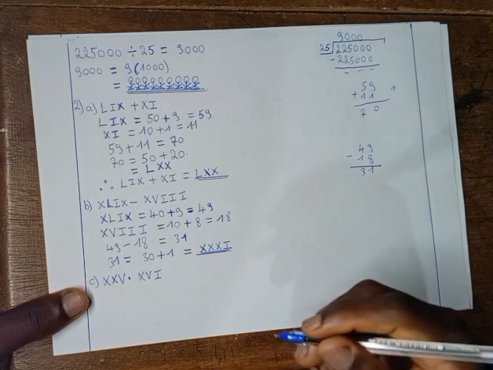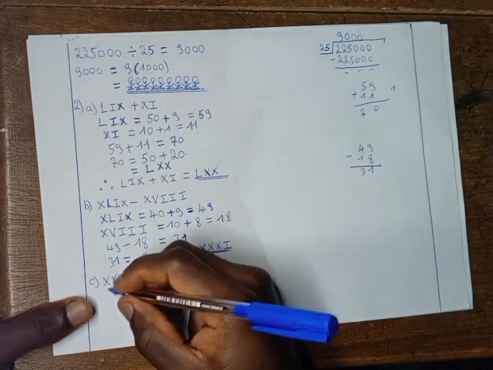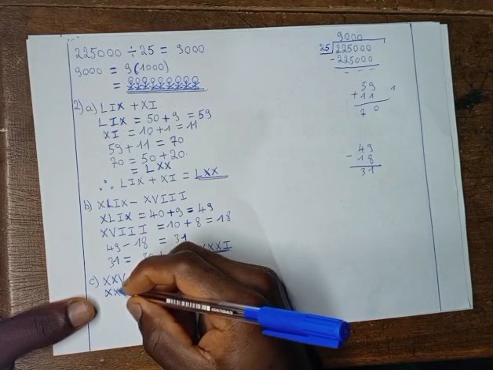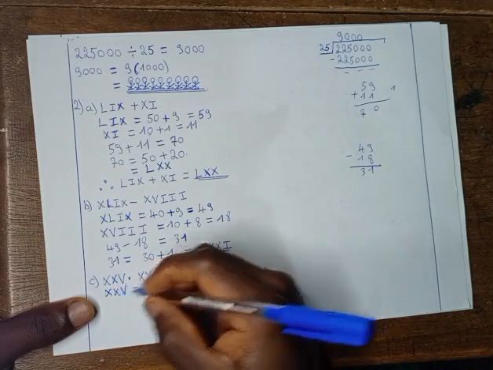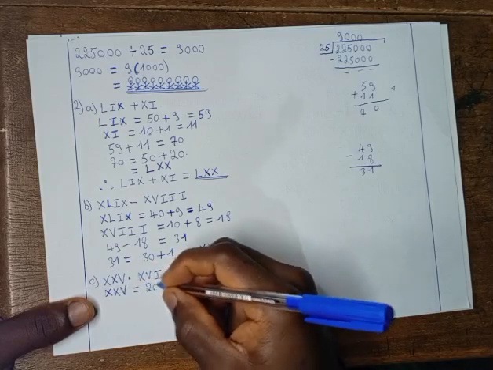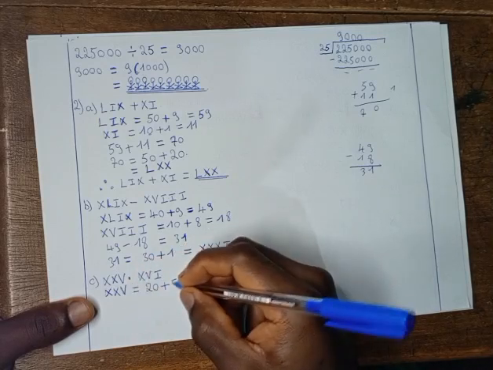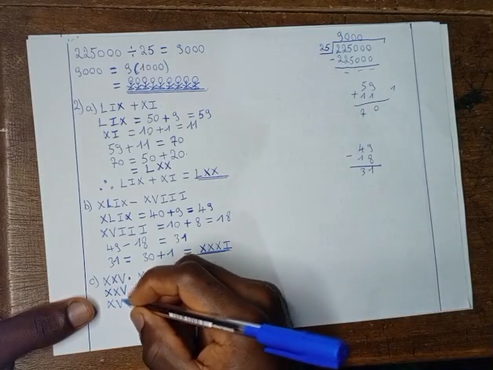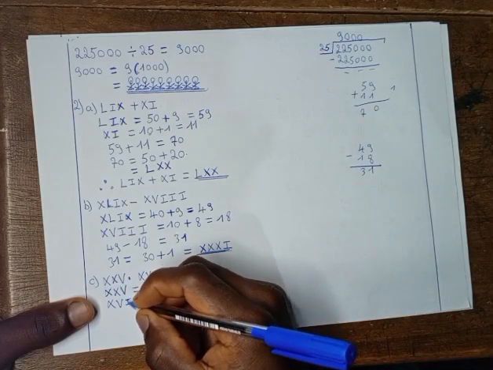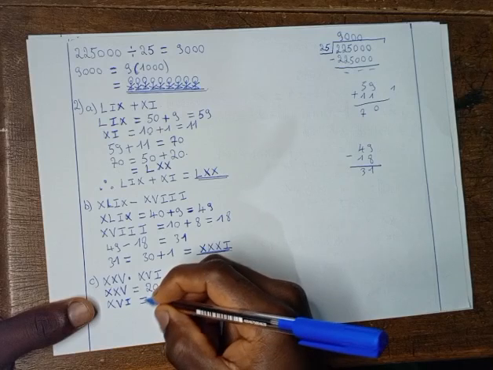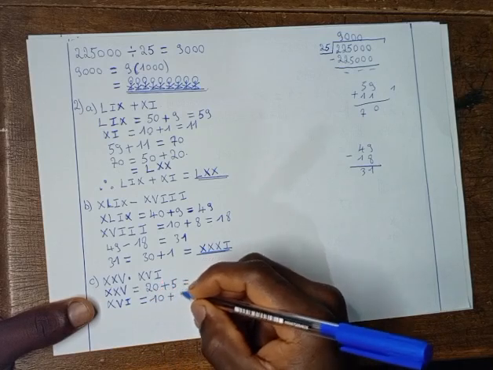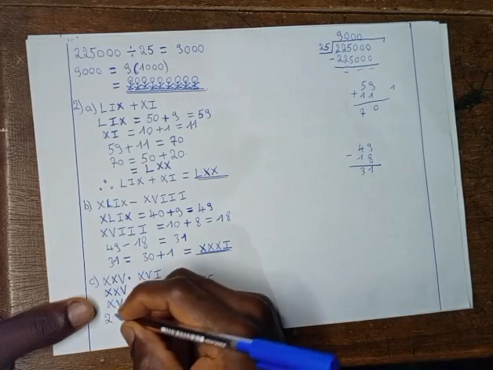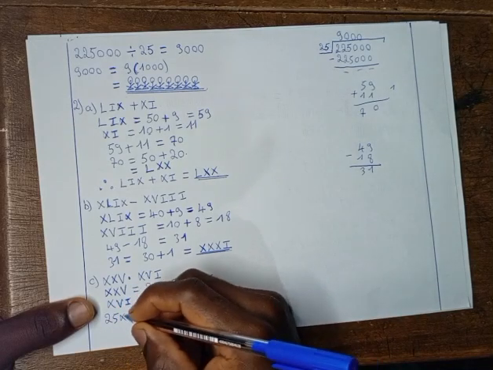So the first thing we have to do is we have to change xv. This will simply be equal to, xx represents the number 20 plus v represents 5. So this will give us 25. Next, xvi simply gives us 10 plus 6, which is 16. So we have to multiply 25 by 16.